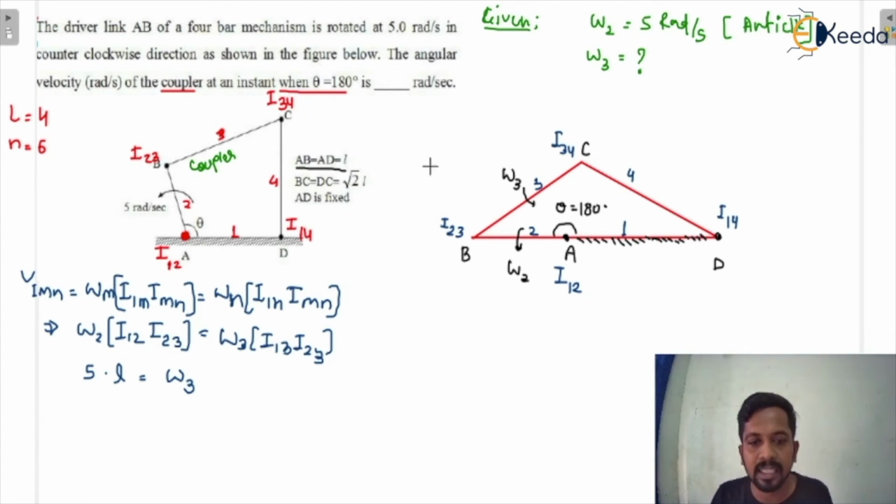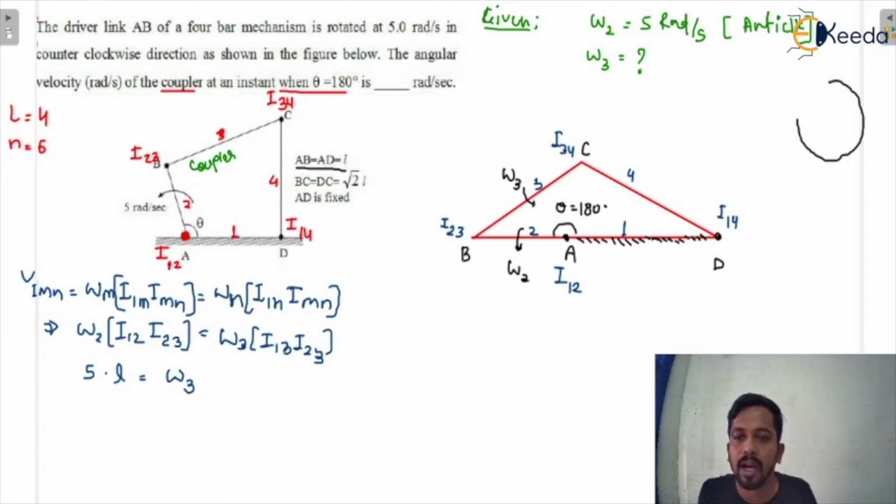See, this is I23 but there is no I13. We have to draw the I13 in the mechanism. How can we draw it? Using the circular theorem. I already told you about the remaining instantaneous centers. How can we draw the remaining instantaneous center in the diagram? Using the circular method. So basically you have to find out the location of the I13.